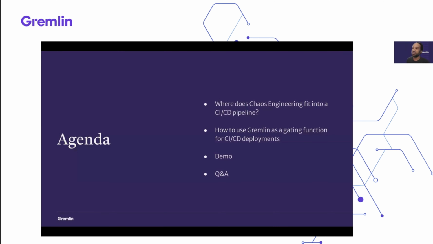So a quick look at what we're going to go over today. I'll start with just a short presentation talking about where chaos engineering and reliability testing fit into the CI/CD pipeline. Talk a bit about different ways that you can use experiments in your pipeline, specifically as gating functions. Daryl will run through a demo showing how Gremlin CI/CD integration works in practice. And then again, we'll leave time open at the end for Q&A.